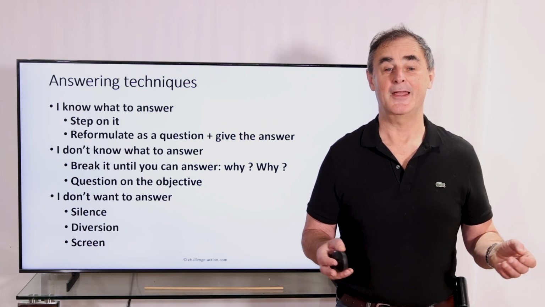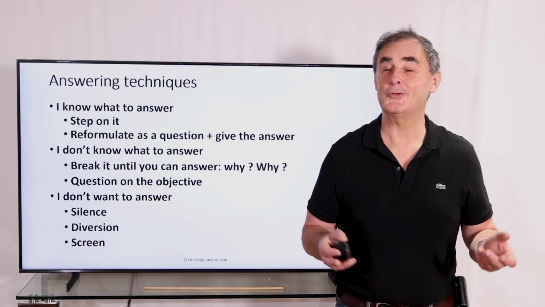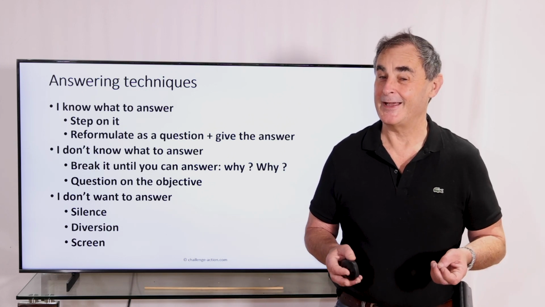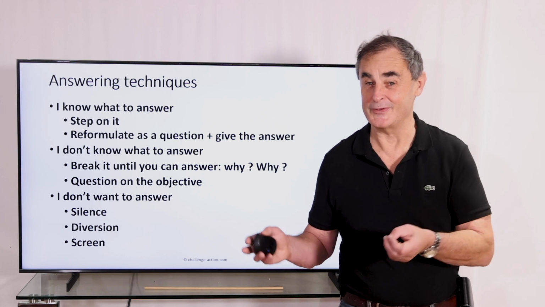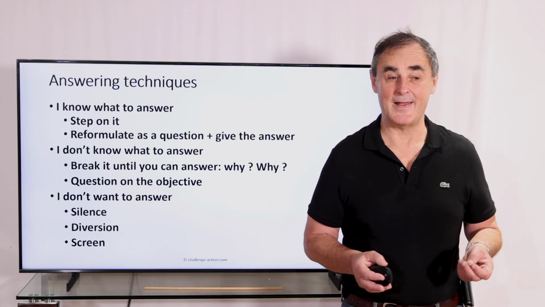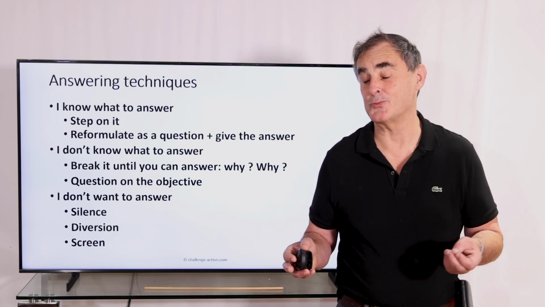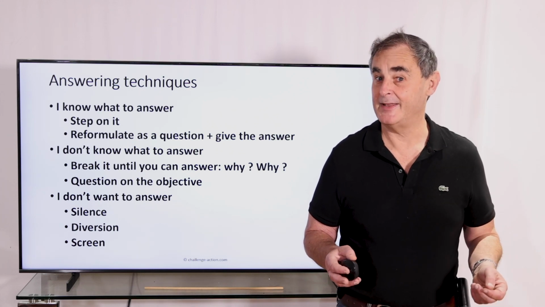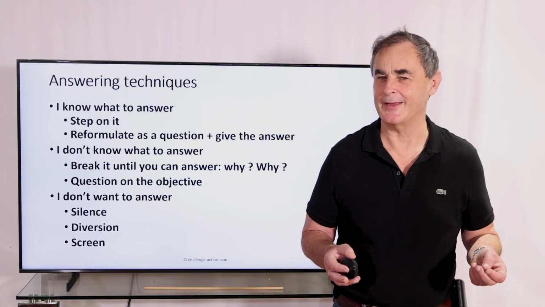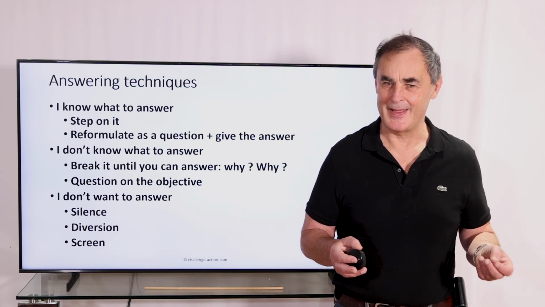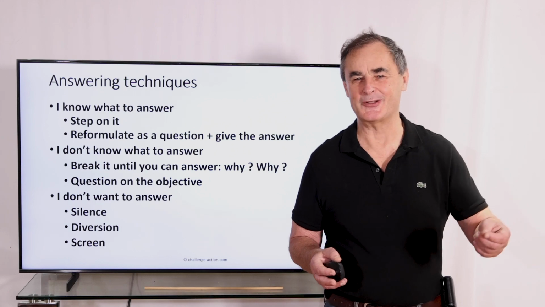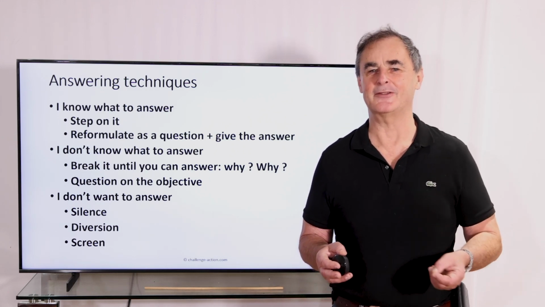First case, you know the answer. You know what to answer. Then use it as a step to the closing. For example, it's too expensive. But you have the answer. Let me show you how you are going to make and to gain money with that. Okay? So basically, you use the objection as an advantage for you.